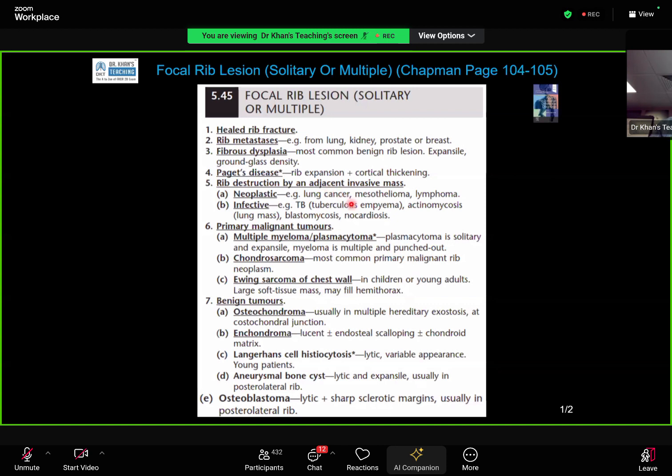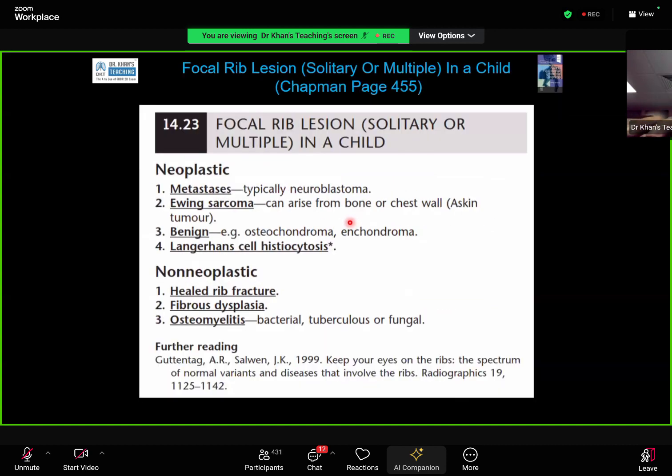This is in a child, 15 years old. So the key thing is osteomyelitis, and other than that, LCH, and other than that, Ewing sarcoma. If you want to keep metastasis, okay, I'll accept that, but you cannot consider enchondroma in the differential diagnosis.